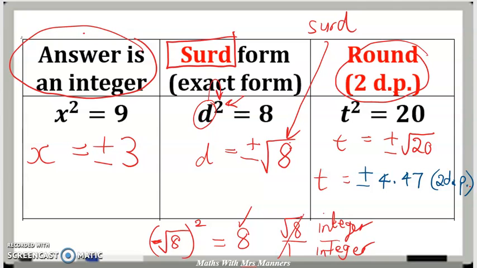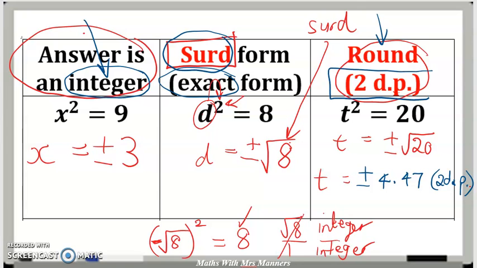So there are 3 ways we can express our answer to a quadratic equation: as an integer, that's if your answer is a nice whole number. We can also express it as a surd if we are asked to leave it in surd form, and that is also called exact form because we have not rounded my answer. And then finally we've got a rounded answer, which is no longer exact, where you will round it according to however the question asks you. In this case we did it to 2 dp.